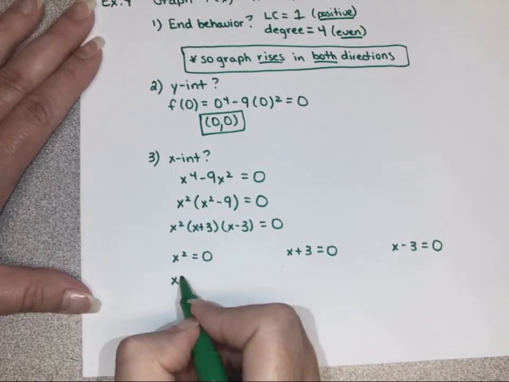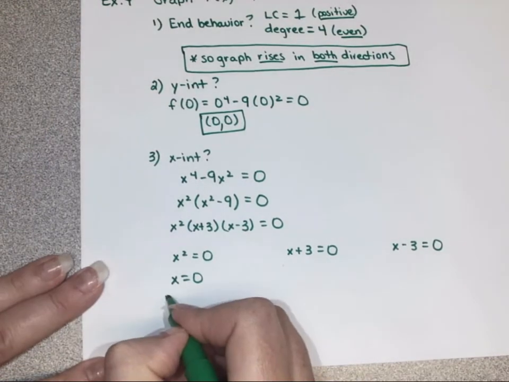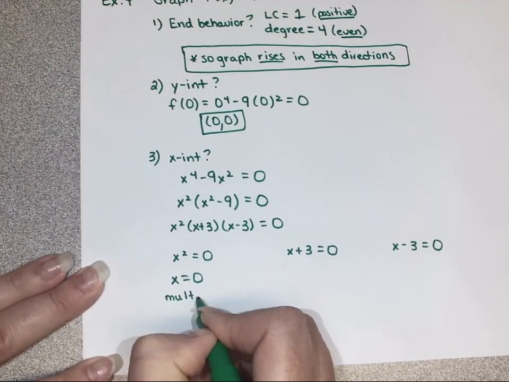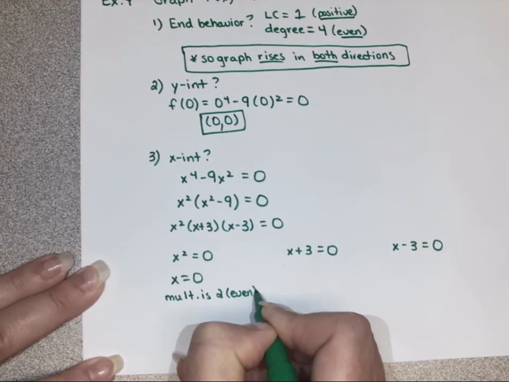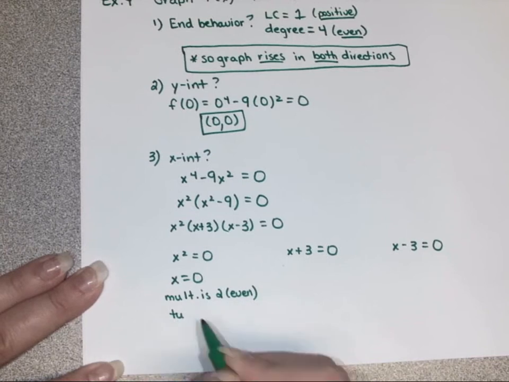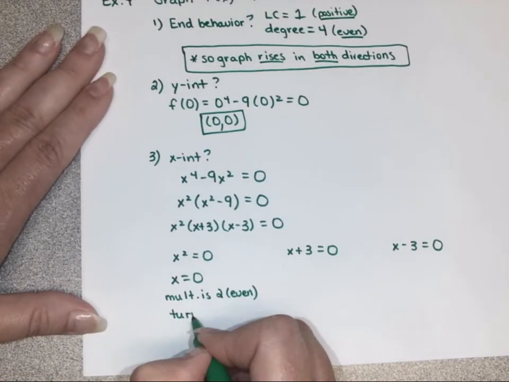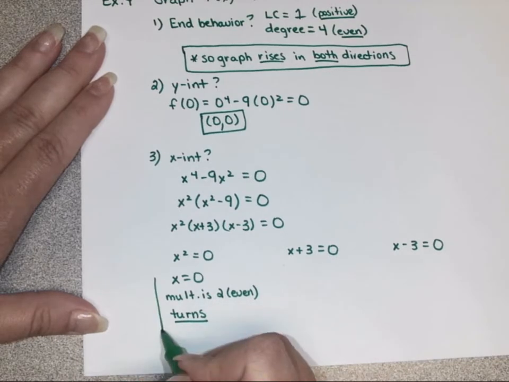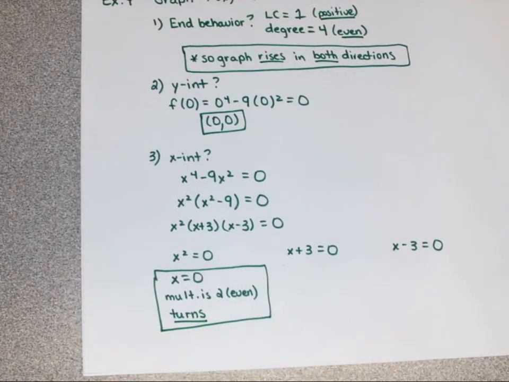All right, so for this one, I just get x equals 0, right, if you square root both sides. But what do you notice because of the squared? The multiplicity is actually what? 2, which is even. Okay, so this means that the graph turns. So I'm going to circle all of this. We not only know that it touches the x-axis at 0, but now we know that it turns there.